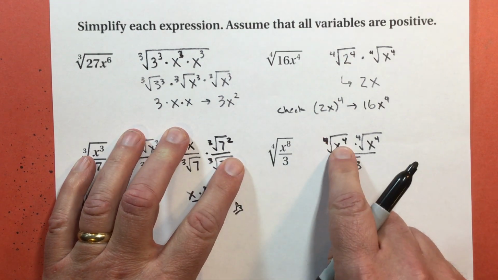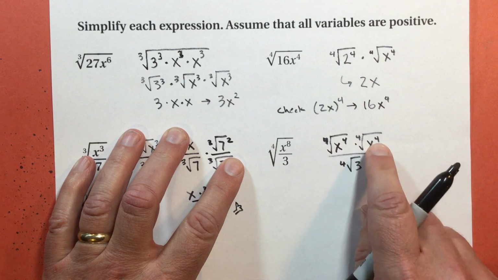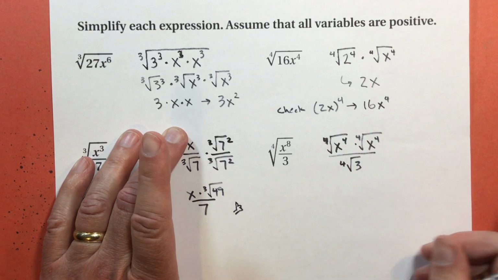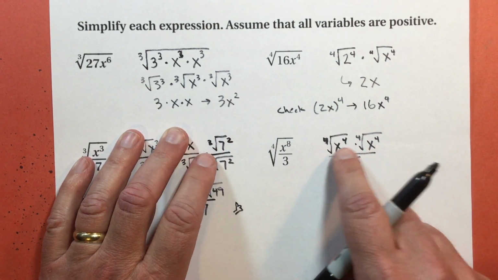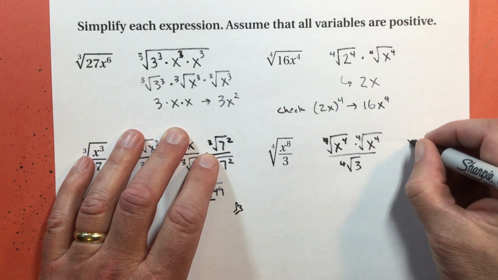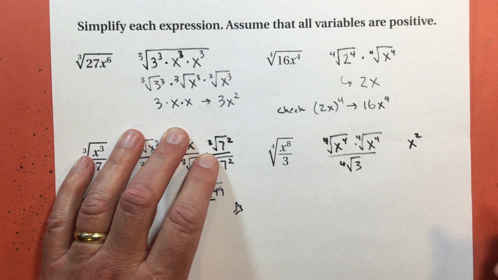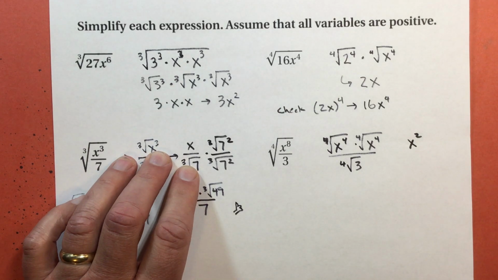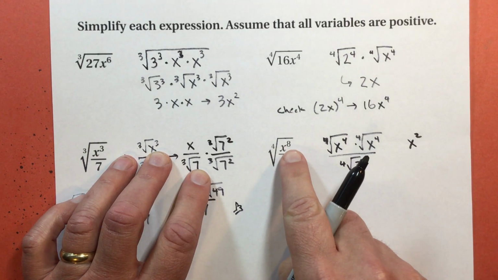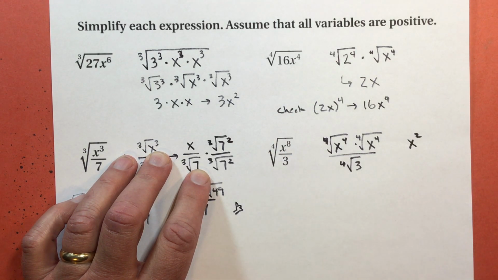The 4th root of x to the 4th power is just x. The 4th root of x to the 4th power, I'm just repeating myself, is x. This is x times x, so I get x to the 2nd power. And I'd like to point this out too, just a little bit of foreshadowing. Think about what 8 divided by 4 is. Okay, we'll come back to that.